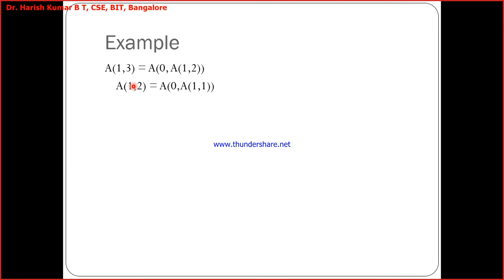Third one again, because the first argument is 1, which is greater than 0, and the second argument is 2, which is again greater than 0. Now if I define this using the third equation form, it is a of 0, because m minus 1 is 1 minus 1, 0, and then a of m comma n minus 1. Now the n value is 2, 2 minus 1 is 1.